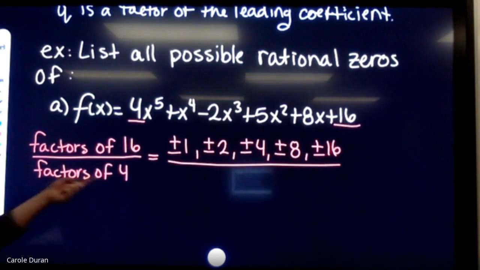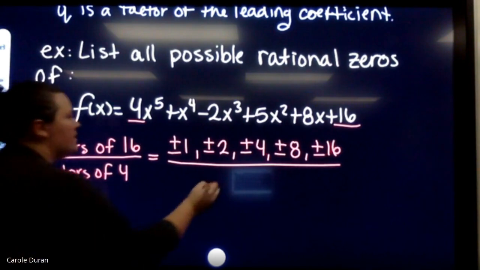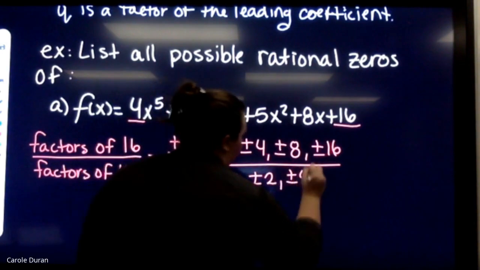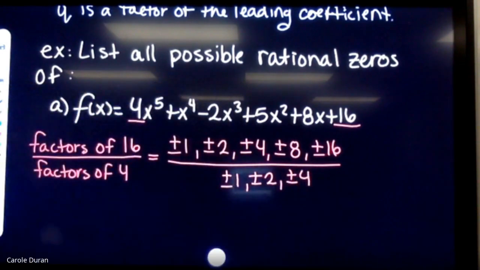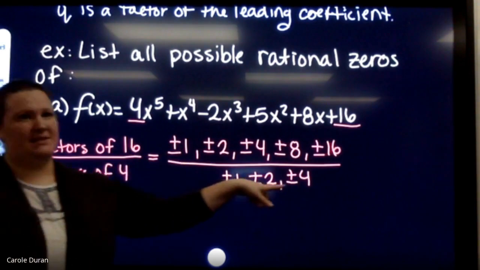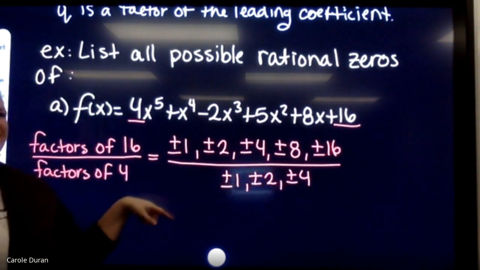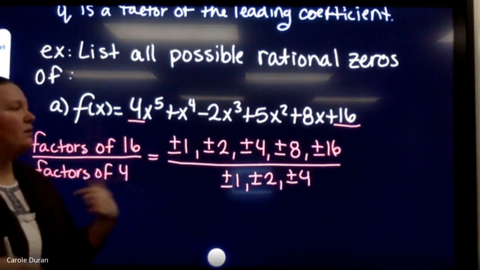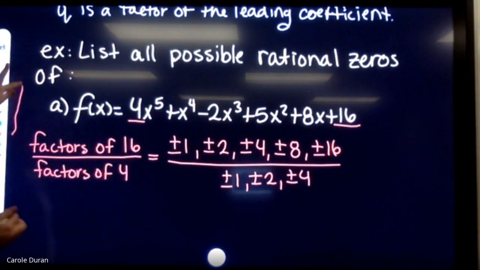I do the same thing with my factors of 4. What are they? 1, 2, and 4. Because 1 times 4 equals 4, and then 2 times 2 equals 4. Now comes the fun part. I'm going to take each of these and divide it by each of these. We're not going to cancel. We're just literally going to write it and reduce it.